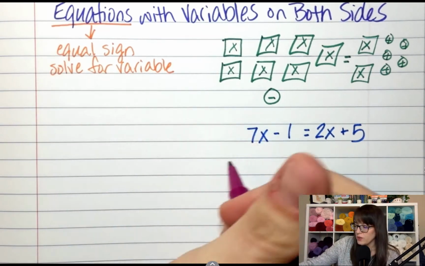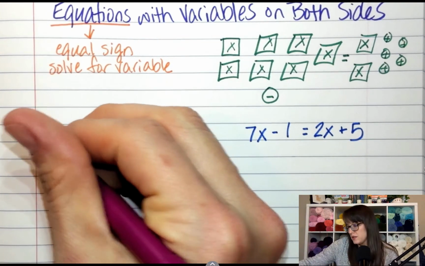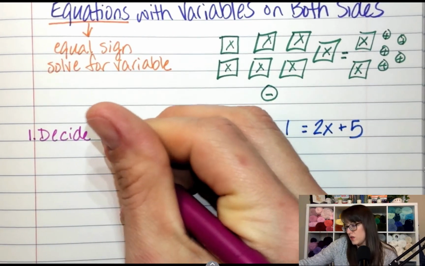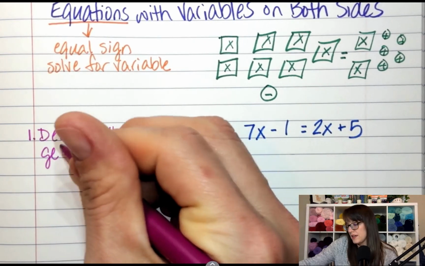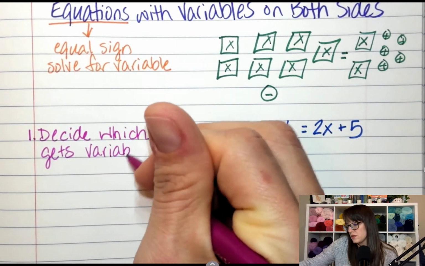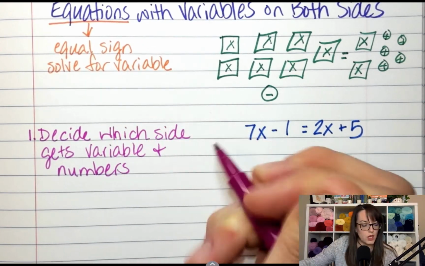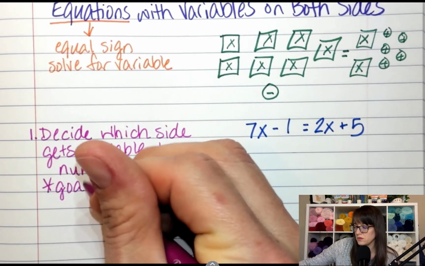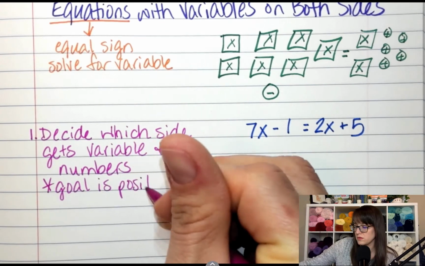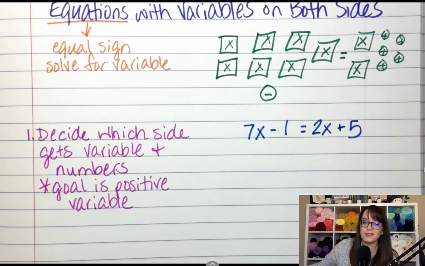The first thing I want you to do is decide which side you want to put the variables on and which side you're going to put the numbers on. Your goal here, you want a positive variable. Is it necessary? Does it have to happen that way? Absolutely not. Does it make it a little bit easier?